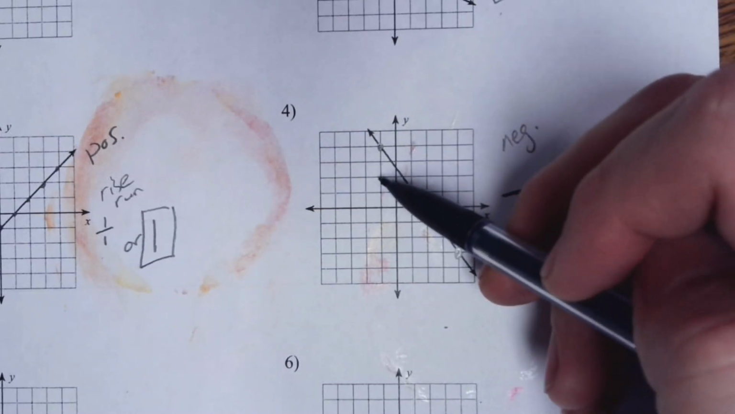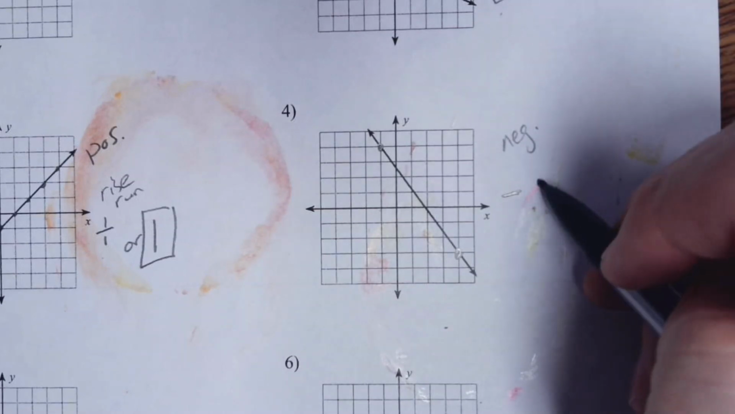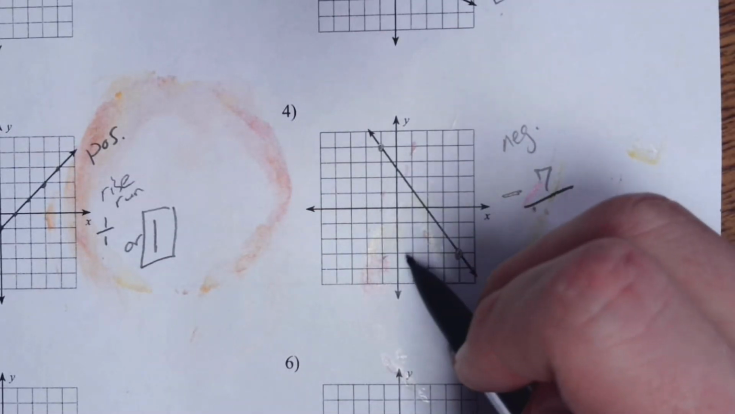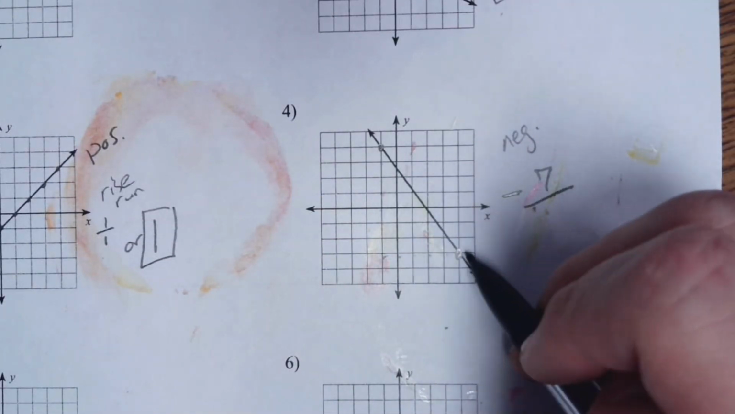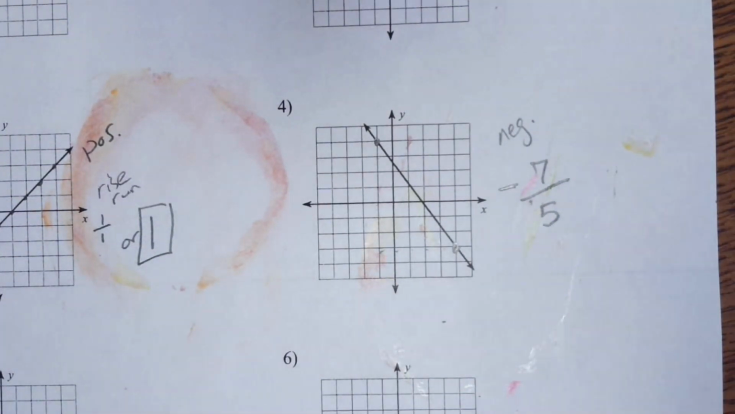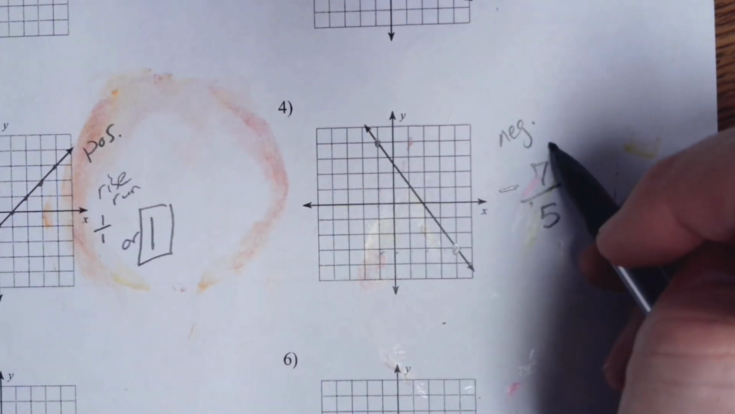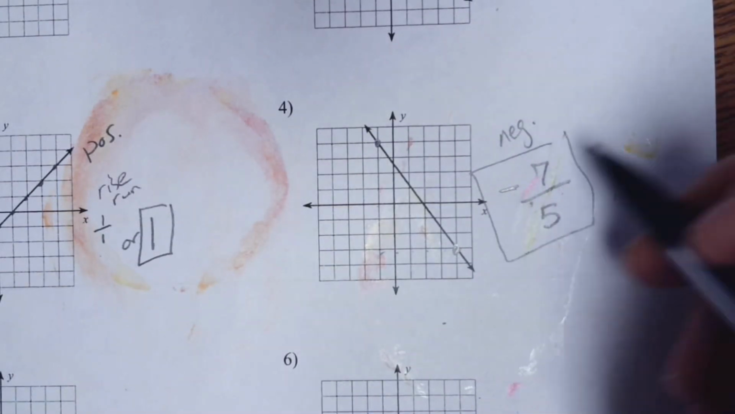I've got 1, 2, 3, 4, 5, 6, 7. So I went down 7, and then I went over to the right, 1, 2, 3, 4, 5. So negative 7 over 5. We do simplify our slope, but we do not turn it into a mixed number. So this stays as negative 7 over 5.